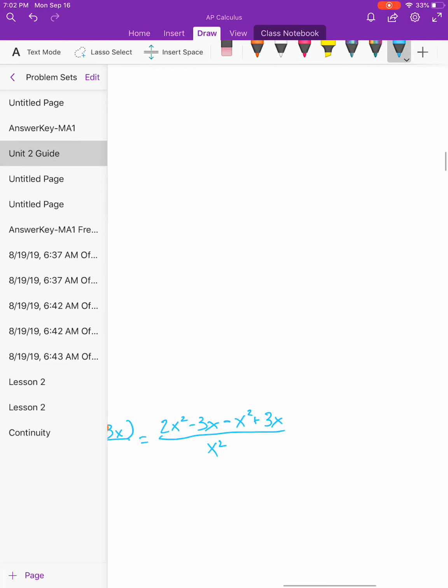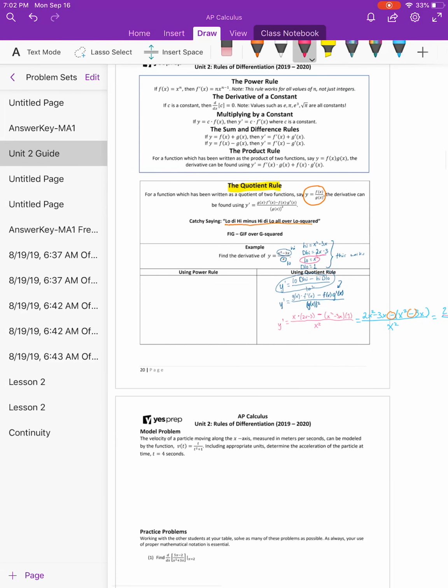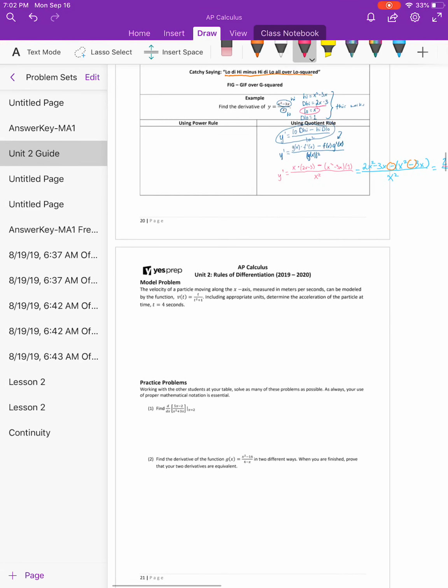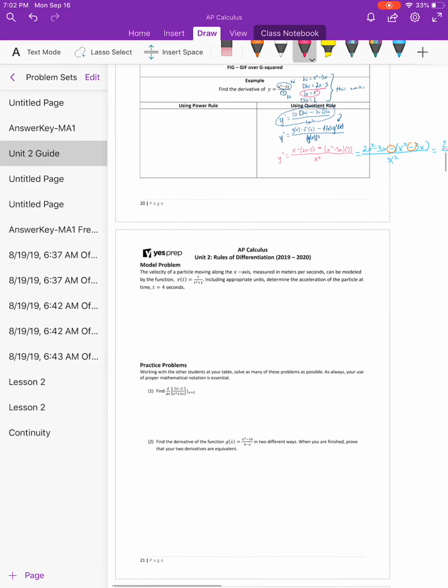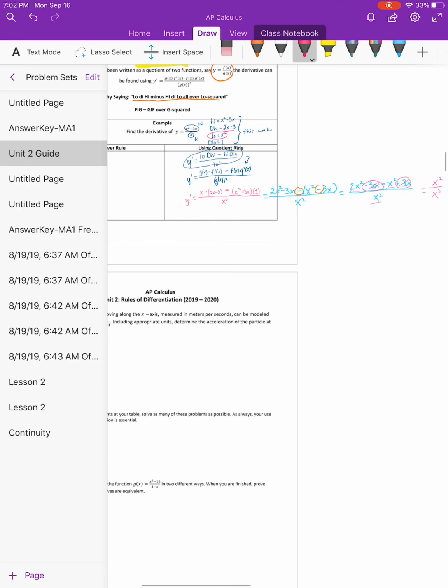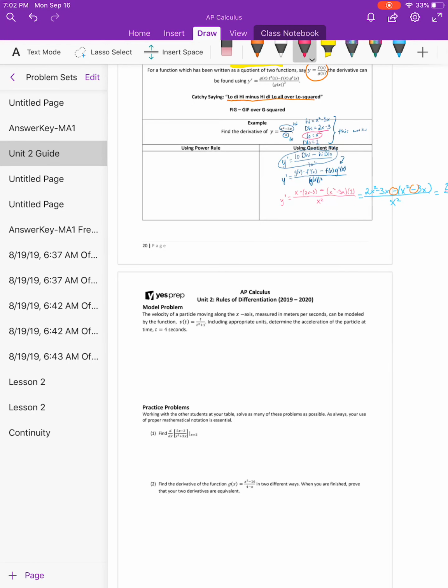Now we have to combine like terms. So 2x squared minus x squared becomes x squared, so 2 minus 1. And then minus 3x plus 3x, these are just going to cancel. So it's x squared over x squared, which you know is just 1. Okay. Now I'm going to do one more model problem that you can follow along with. I'm only going to do half of it. The rest I feel like you are going to be capable of doing.